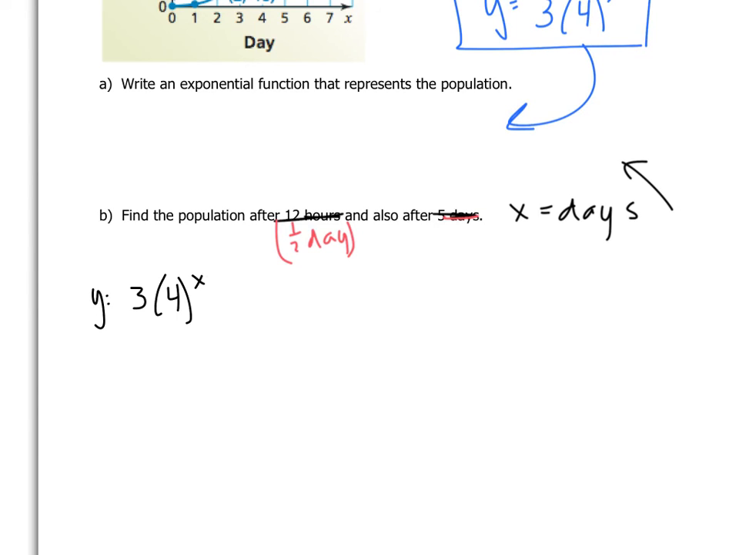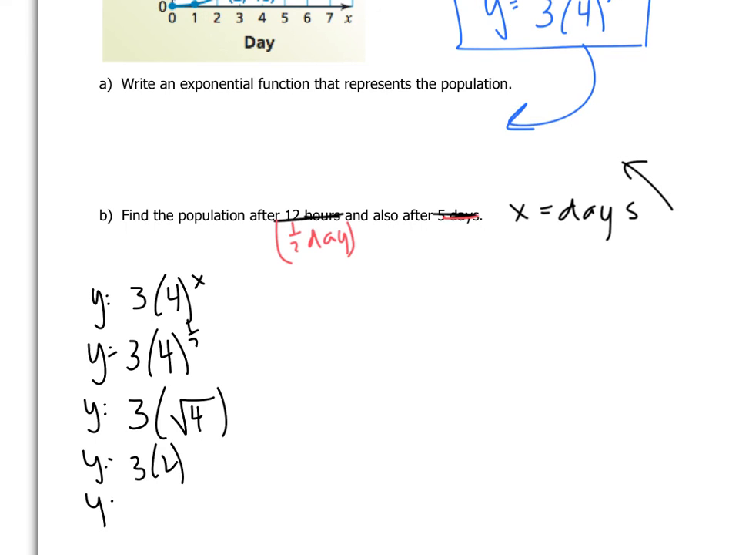So let's plug it in for half a day. Y equals 3 times 4 to the 0.5. Actually, I'll write that as 1/2 so I can use my skill. So y equals 3 times... Fractional exponents mean that's the root. So y equals 3 times 2. So there would be 6 bacteria.